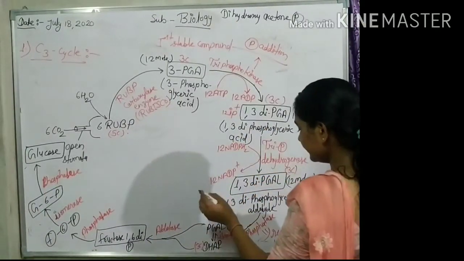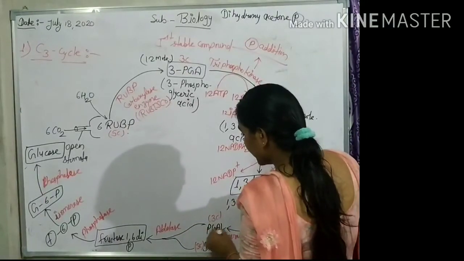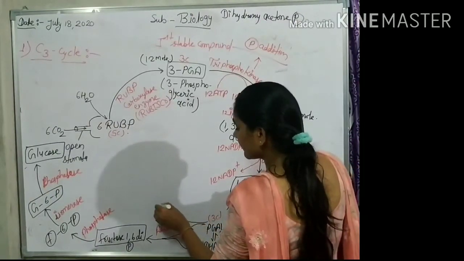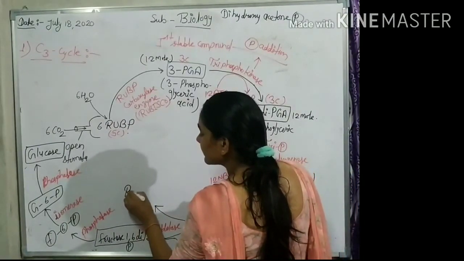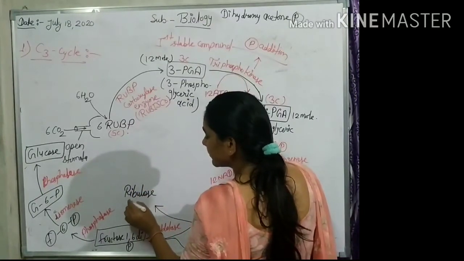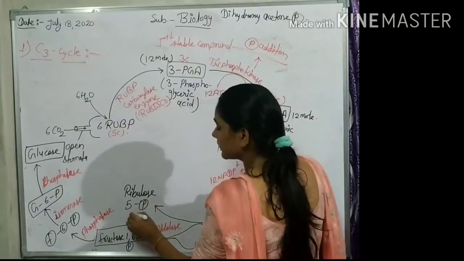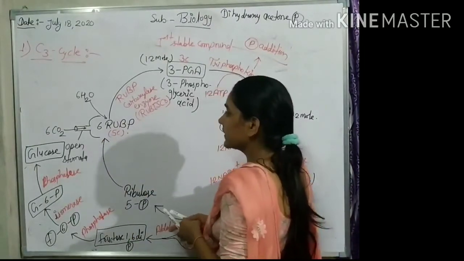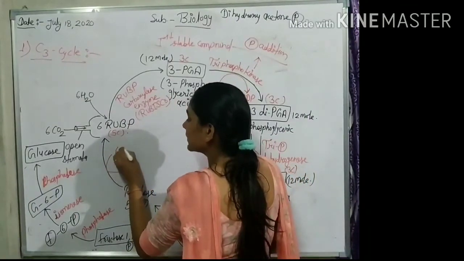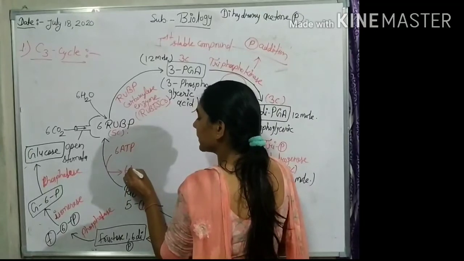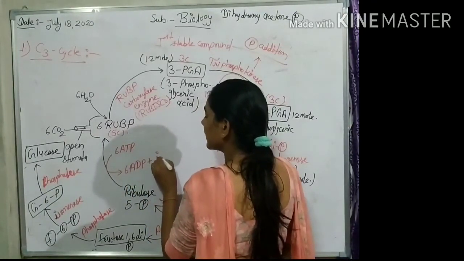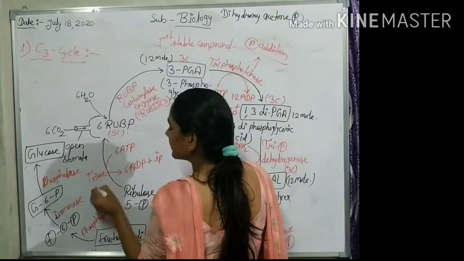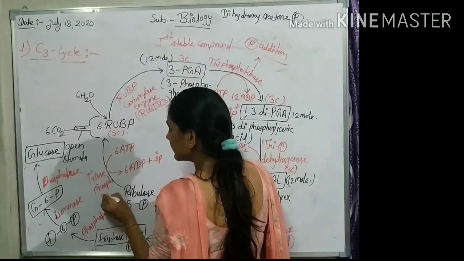And third step, PGAL plus DHAP both together can also do regeneration. Ribulose 5-phosphate converts into RuBP. Then 6 ATP molecules are used and 6 ATP convert into 6 ADP plus inorganic phosphate in the presence of triose phosphokinase enzyme.